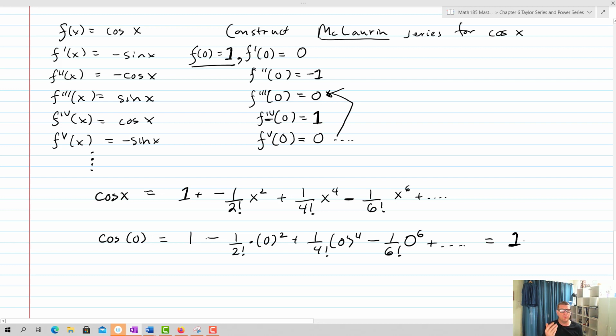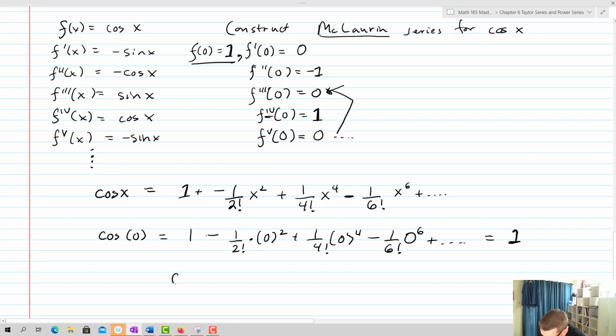If you put in, for example, pi over 4, and went out sufficiently long, you would end up getting the value of cosine of pi over 4, which is square root of 2 over 2. And so this Taylor series, in fact, is the cosine of x. Now we'll talk in just a moment about how we know that our Taylor series will equal our function here.